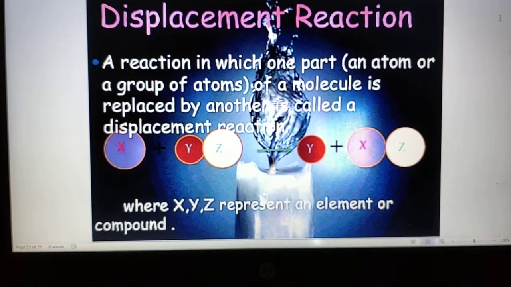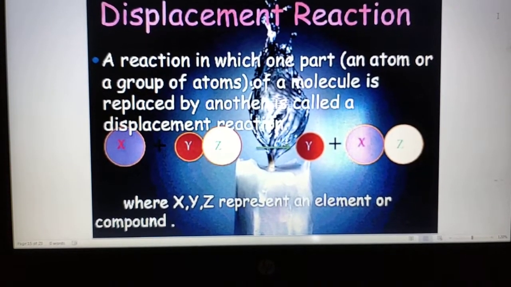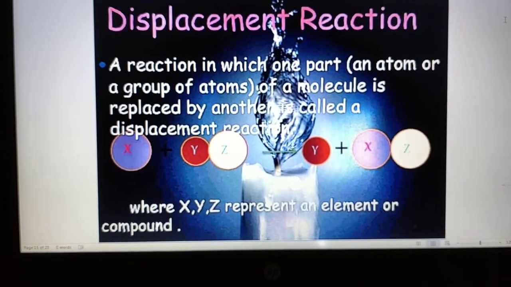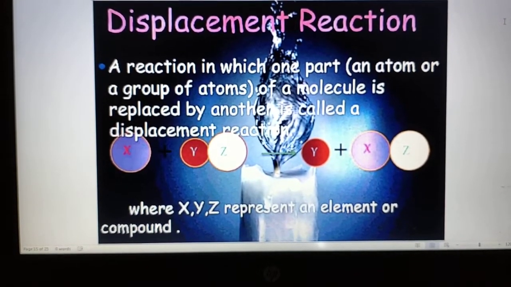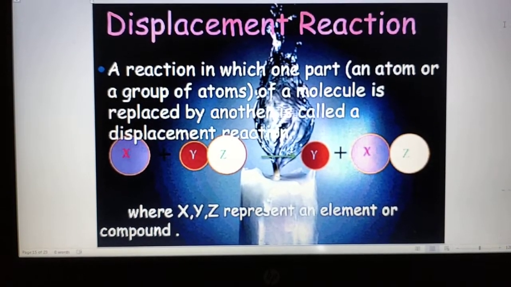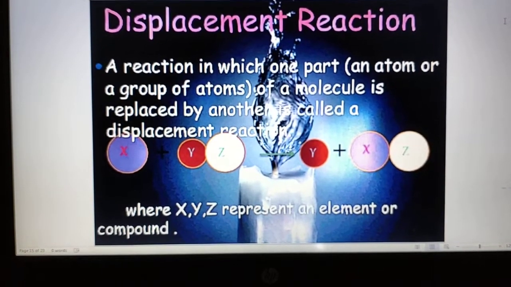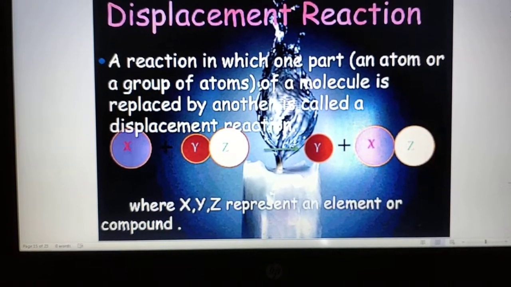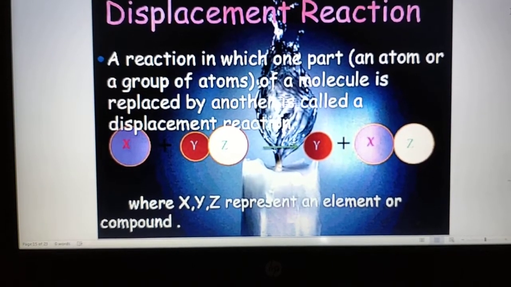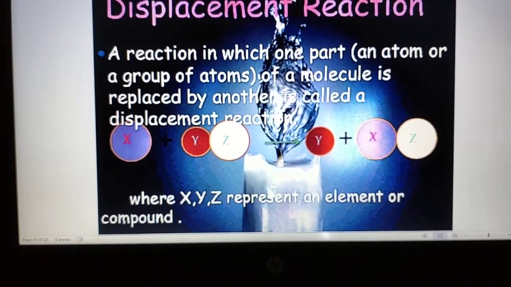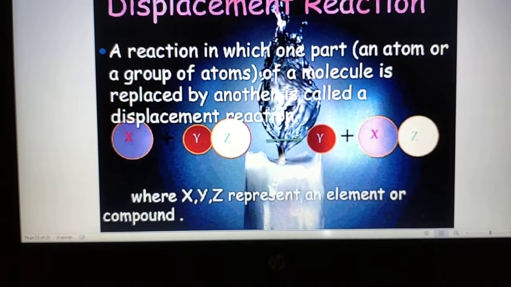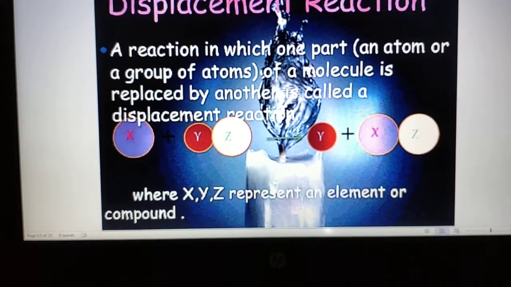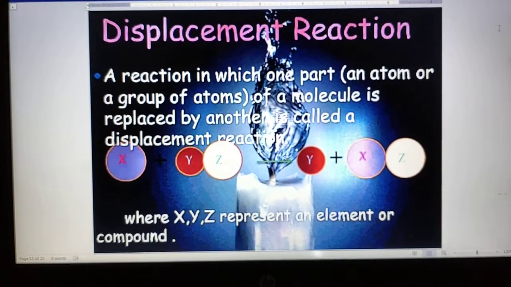Now the third type of chemical reaction is displacement reaction. It is a reaction between an element and a compound in which a more reactive element displaces a less reactive one from its compound. X plus YZ gives displacement, Y plus XZ, where X, Y, Z represent an element or compound. In this reaction, potassium is the most reactive element and platinum is the least reactive element.